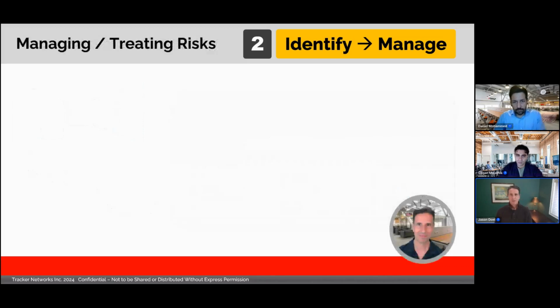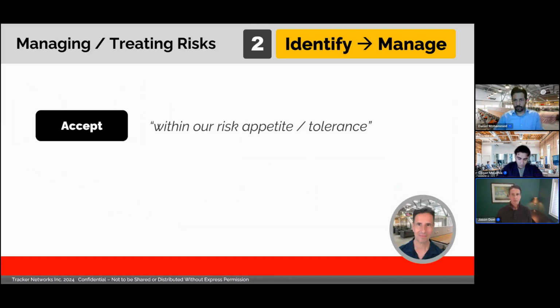So now that we've assessed our risks and we know our residual scores, what do we do next? Well, we could decide that we want to manage or treat our risks. Now, some managers call this risk treatment. One option is that we can accept the remaining residual risk. We might look at it and decide that it's within our risk appetite.